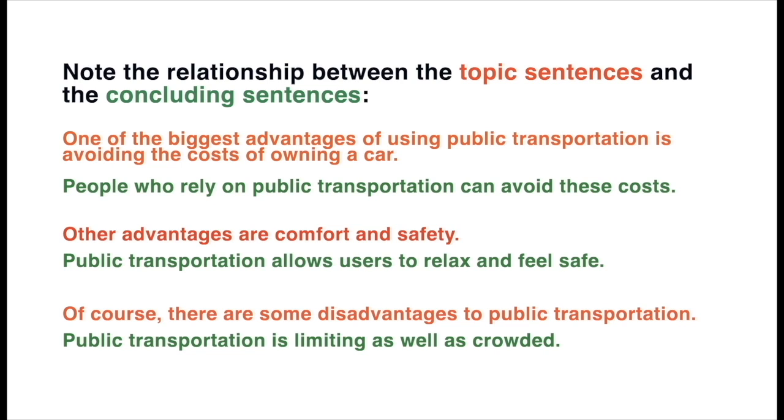The second paragraph, the topic sentence, is: other advantages are comfort and safety. And that paragraph concludes with: public transportation allows users to relax and feel safe. It's restating the same idea. And the final paragraph is: there are some disadvantages to public transportation. And the concluding sentence is: public transportation is limiting as well as crowded, restating the topic of that paragraph.